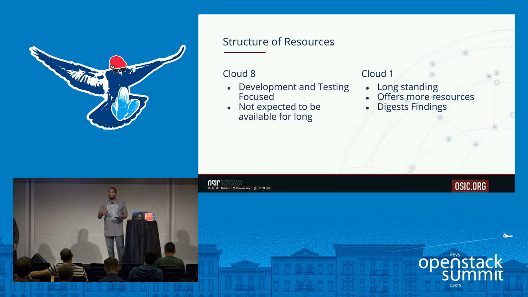And then we have Cloud 1, which is probably 300-plus bare metal nodes, running a lot of stuff that we can't just tear down when we see fit. So the benefit of Cloud 8 is that the things we learn in Cloud 8, we can translate into Cloud 1. Cloud 1 is longstanding and offers more resources, and it digests the findings of Cloud 8.